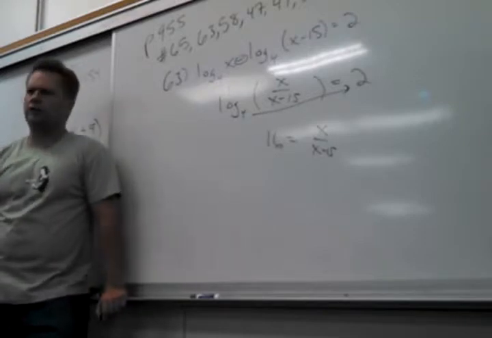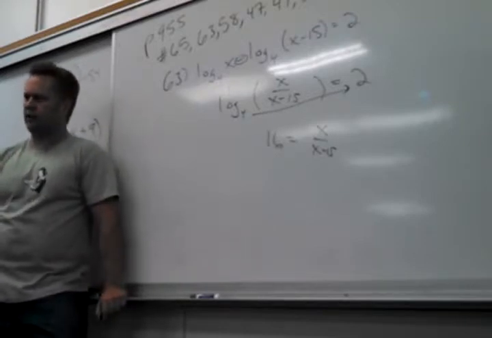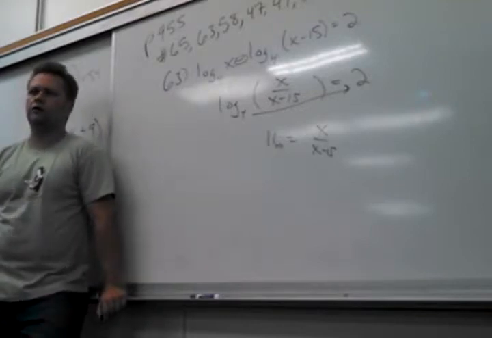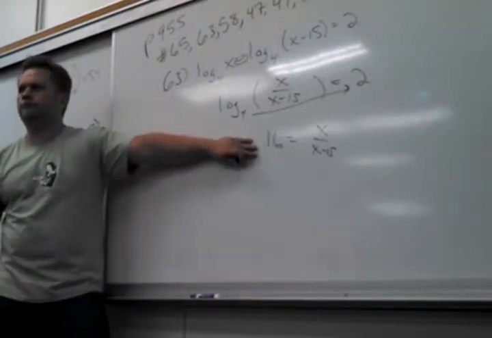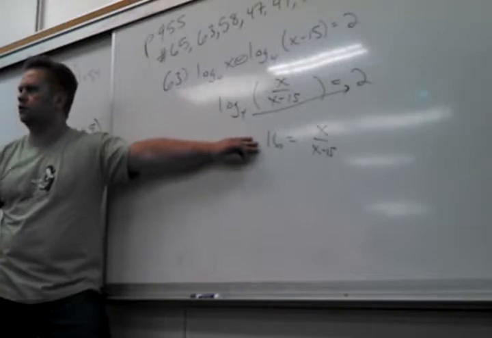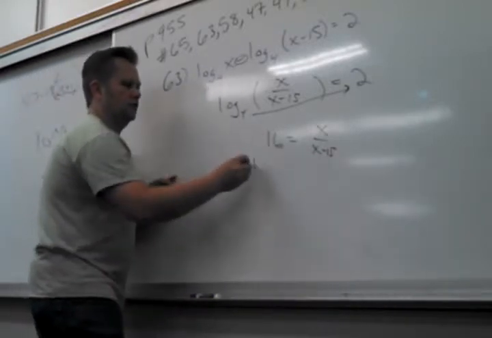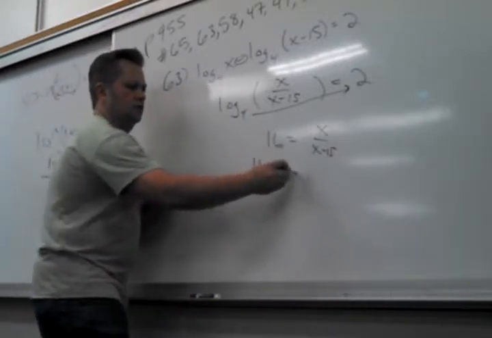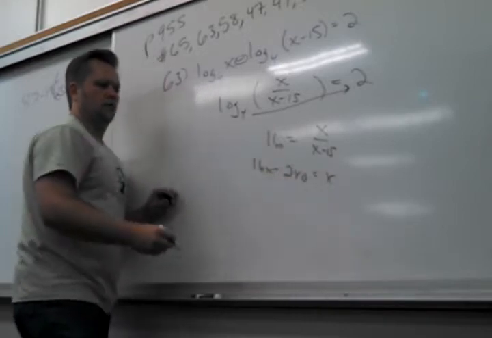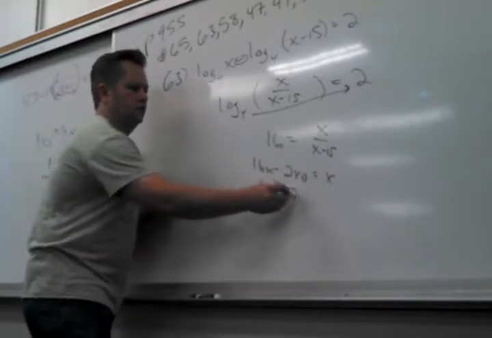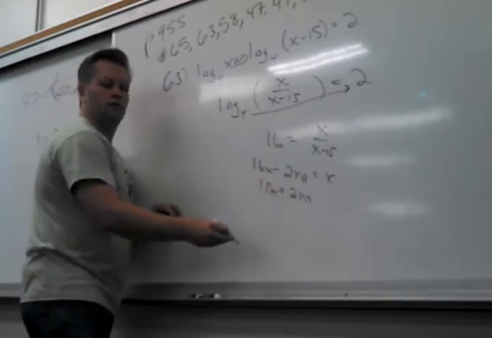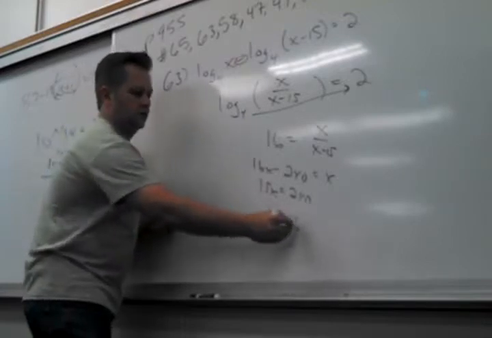My variable's on the bottom. You multiply by that expression to get it out. You don't do anything weird. This is chapter 2 stuff, really. This is just solving this equation. Multiply x minus 15 up, you get 16x minus 240. So you get 15x equals 240. X equals 16.